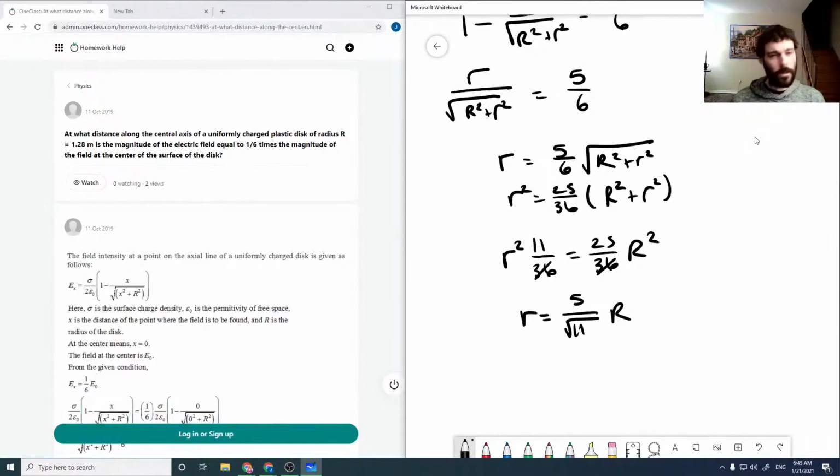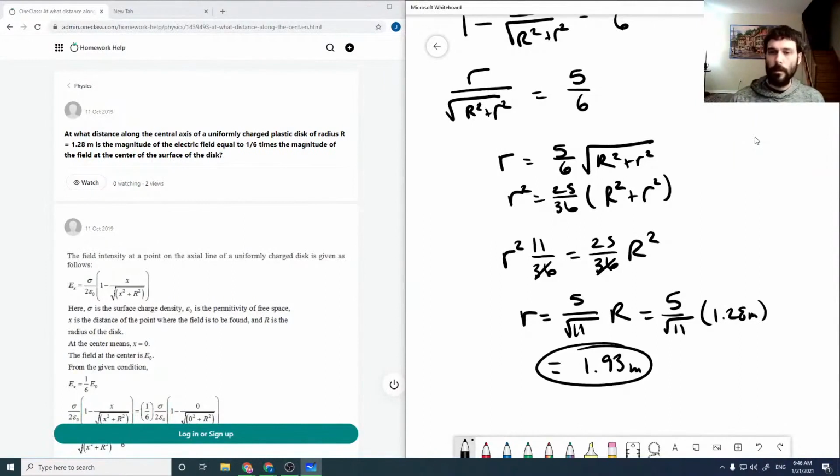Now we're given in the question that R is 1.28 meters, so we can solve this numerically for 1.93 meters. Okay, so then there's our r.